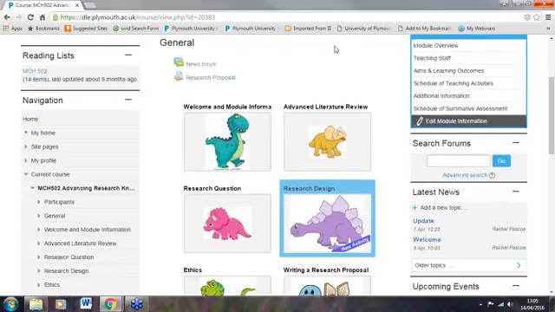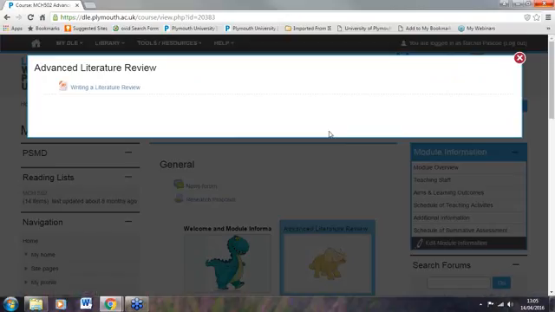So we are moving on this afternoon, and we're going to be talking about an advanced literature review, or a literature review. Some of you haven't done the previous module, but those of you who have will find that some of this is revision. We will be talking about how we adapt a literature review to fulfill the criteria for this particular research proposal.